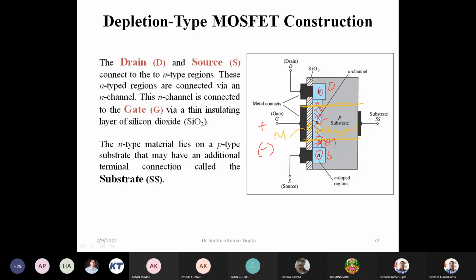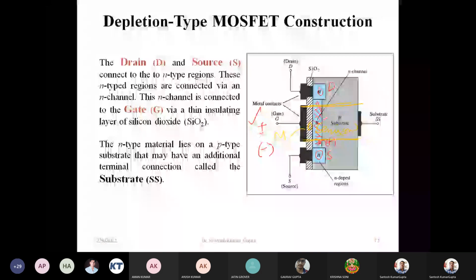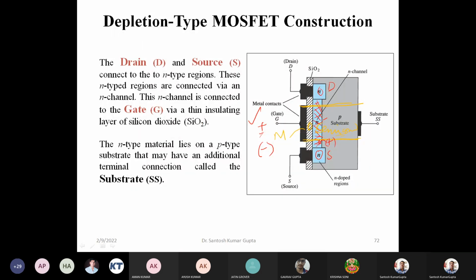So for the n channel here, if we put a positive charge, then the n type channel is already there. More electrons are coming into this, so the channel will become stronger, and we will see a rise in the current if we apply the same VDS. So across this drain and source, we may apply a voltage VDS to make it conduct.